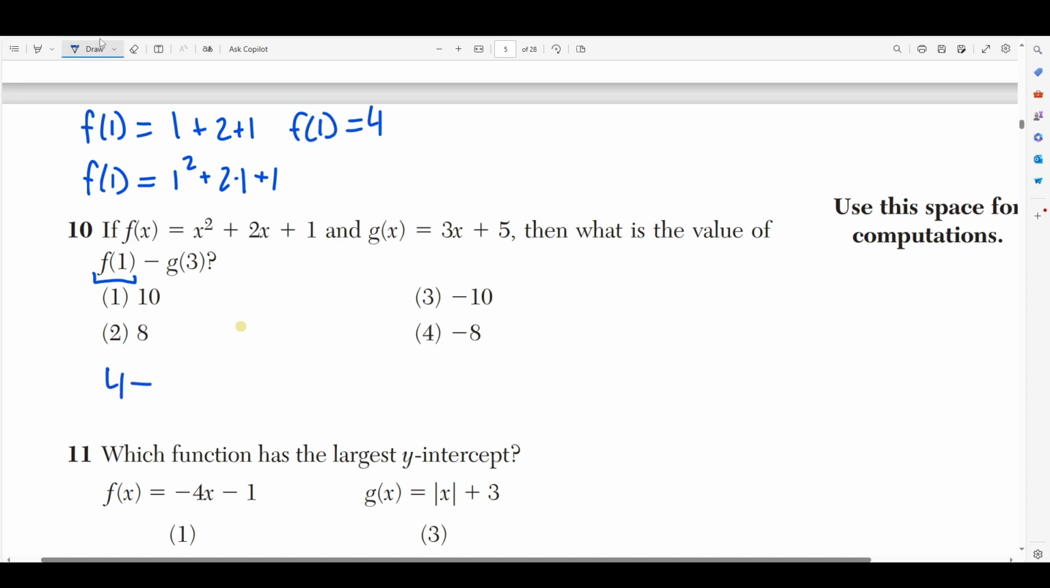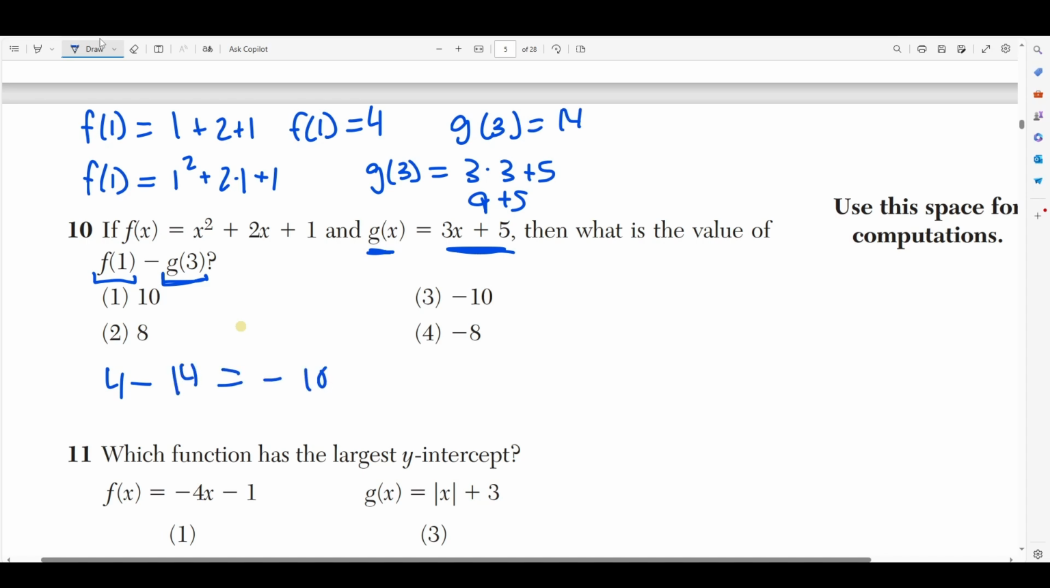Okay, so here you have 4 minus g of 3. And here we're going to do the same thing, but we're going to plug it into g of x, right? So g of 3 just means solve the equation of g when x is equal to 3. So that's 3 times 3 plus 5, which is 9 plus 5. So we know that g of 3 is equal to 14. So you have 4 minus 14, which is equal to negative 10, which is choice 3.